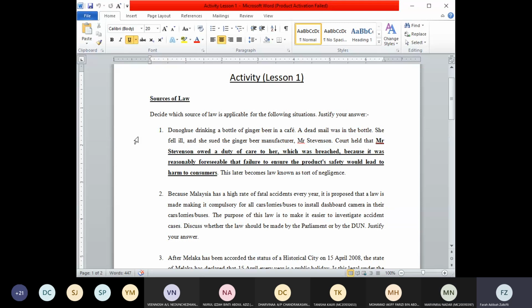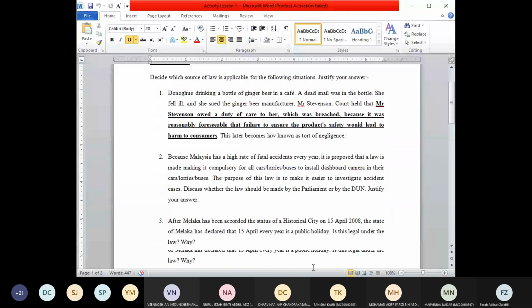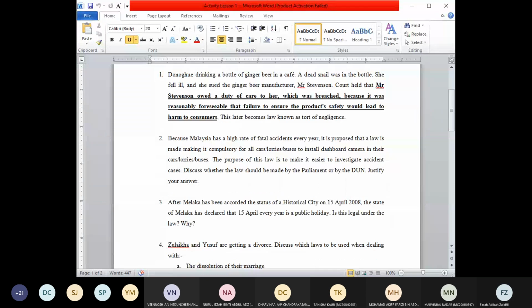For question 2, does anyone else want to try to answer? For the second, my group and I chose the parliament as the one that should make the decision. Because when it comes to citizen security, it falls under the federal law list. And when it comes to federal law, the parliament always makes the decisions.